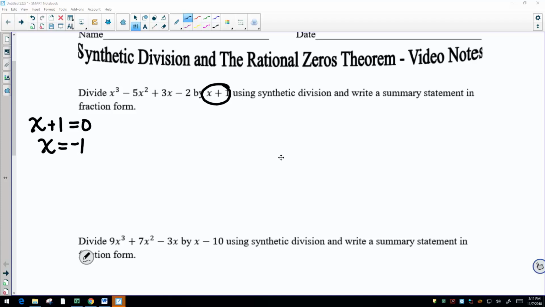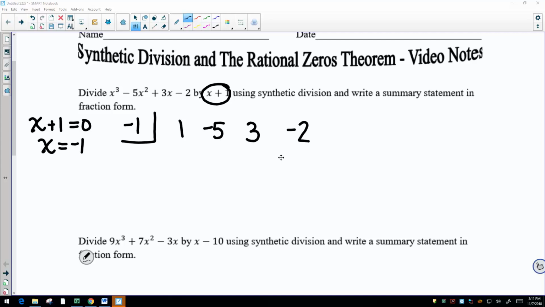So to start synthetic division, it's a little bit different. It's going to look weird. We're going to take that negative 1 and put it on the outside, and we're going to kind of box it off. Okay. Then the next step is take all of your coefficients from your polynomial. So I'm going to take the 1 from the x cubed, the negative 5 from the x squared, the positive 3 from the x term, and the negative 2 from the constant. We're going to write those down.